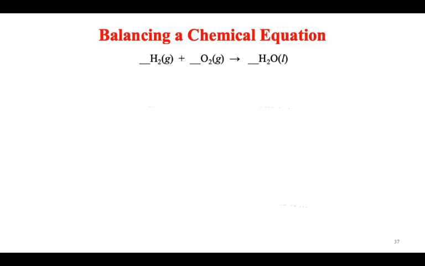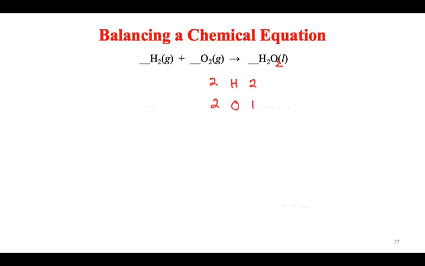So, how do I ensure that it's balanced? Start with the first element, hydrogen. How many hydrogens on the left? 2. Hydrogens on the right? 2. That's balanced. Oxygens on the left? 2. Oxygens on the right? 1. How could I balance that? Isn't that balanced, right? Can I have a half a molecule? No, so that doesn't work. So what do I need to do? Put a 2 there. Now it's balanced.